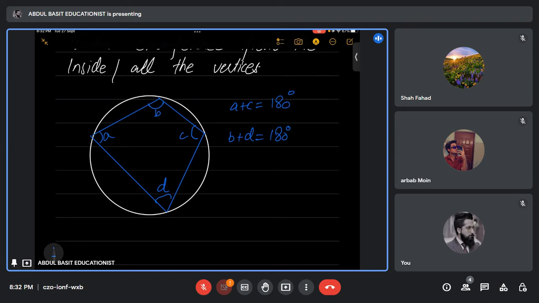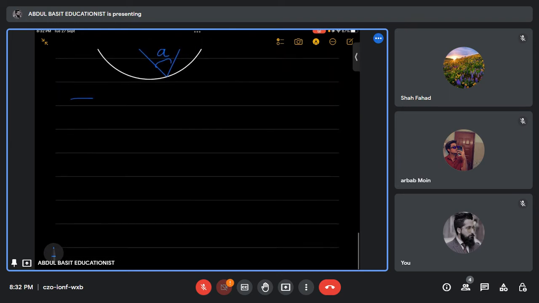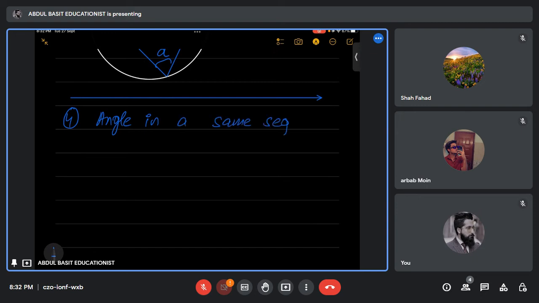ठीक है जी. Okay, moving forward, fourth one is angles in the same segment are equal, subtended by the same arc. तो इसका मतलब क्या है बेटा?